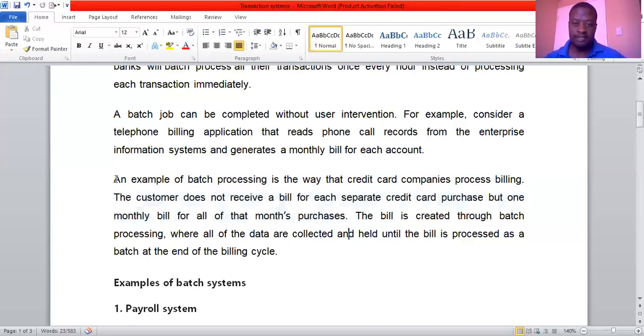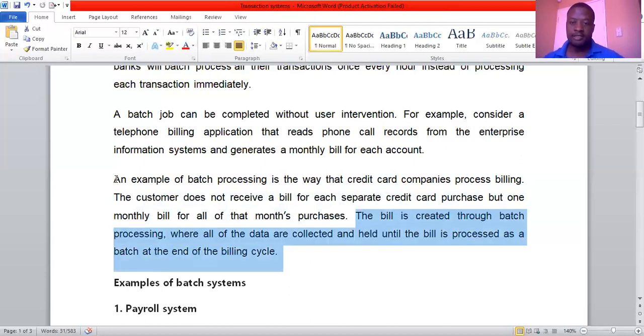Okay, so this is what I just said. The bill is created through batch processing, where all the data are collected and held until the bill is processed as a batch at the end of the billing cycle. So all the batches are collected. I mean, the information or your bill is collected. Whatever you're buying or whatever you're taking, it's saved or collected, and then it's processed at the end of the month, once the cycle is complete.